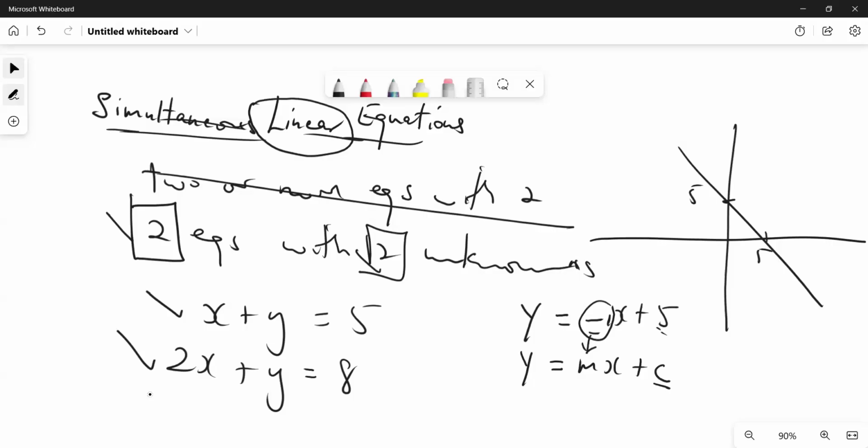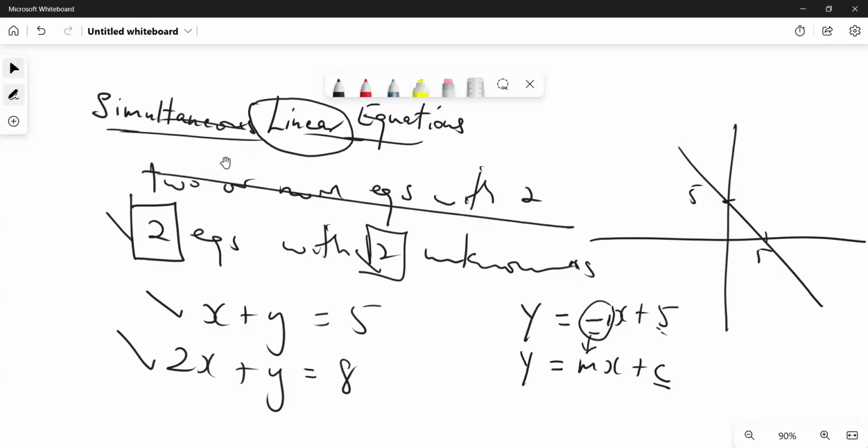Later in the night, we're going to touch on simultaneous equations where one of them might not be linear. It might be a curve. We'll get to that. Good. So now that we understand what we're talking about, and why they call them simultaneous equations.